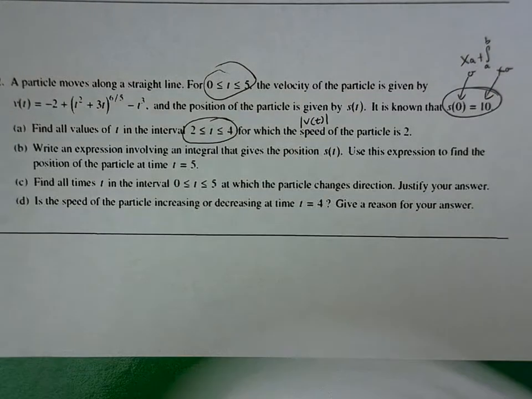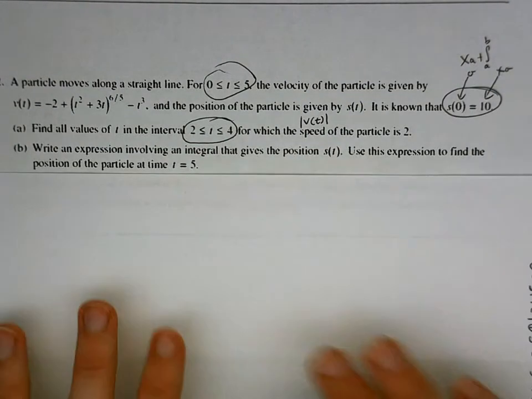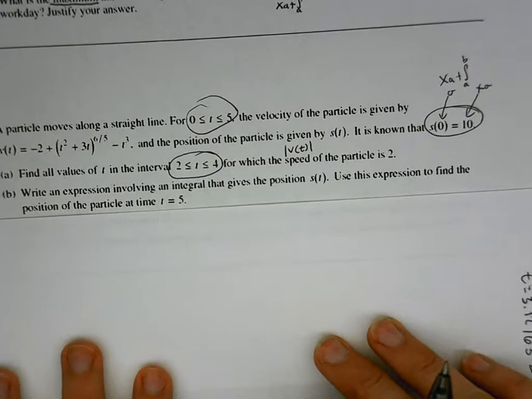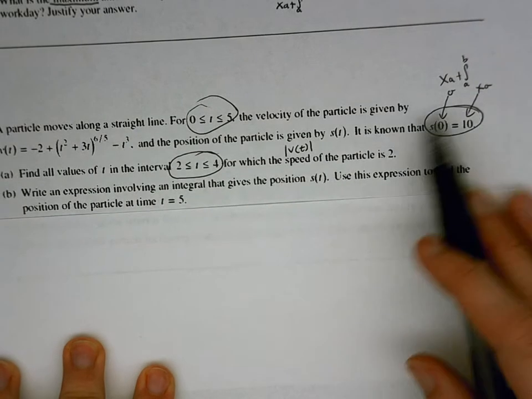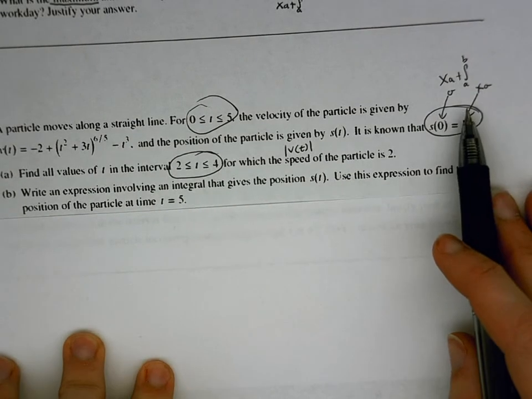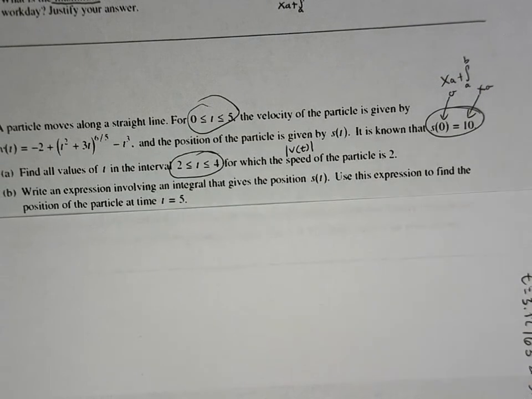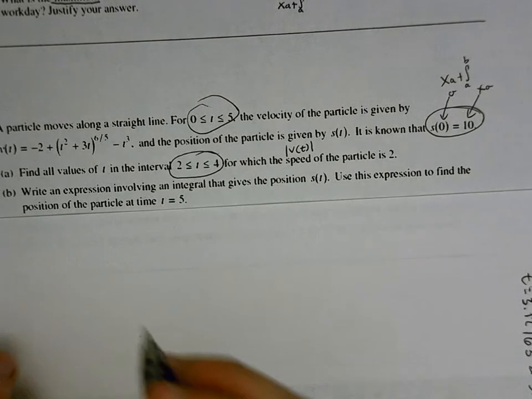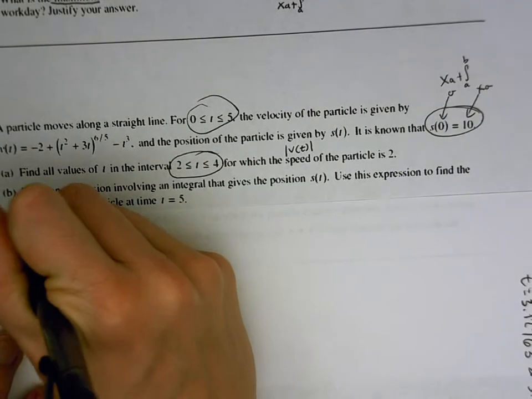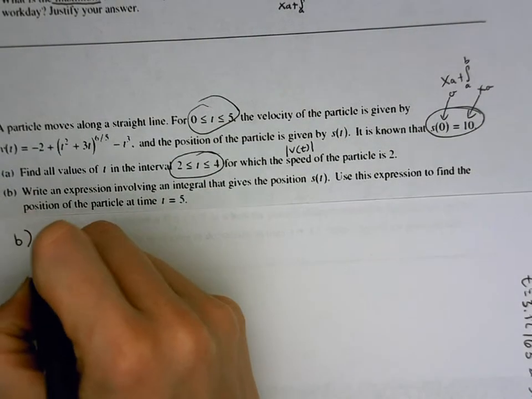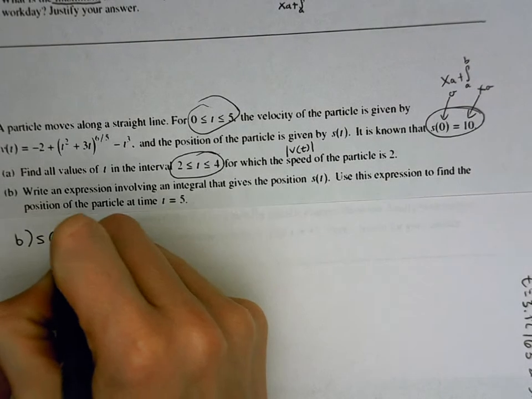Okay, B. B says, write an expression involving an integral that gives position s of t. And you're like, oh, okay, well, there we go. I was already kind of prepared for that. Write an expression involving an integral, and then use this expression to find the position at time t equals 5. This was 2 points. First point is for that position formula, or position expression.